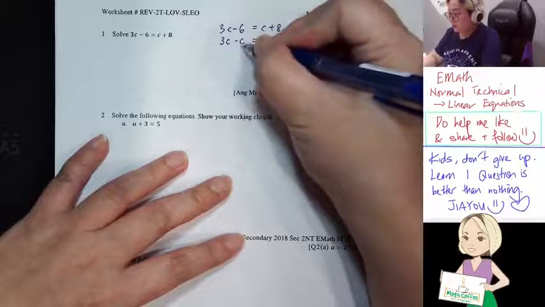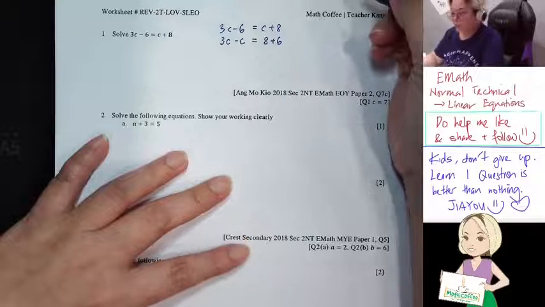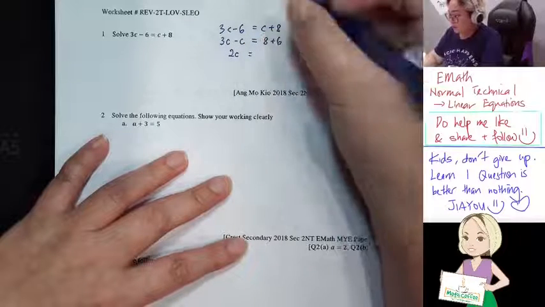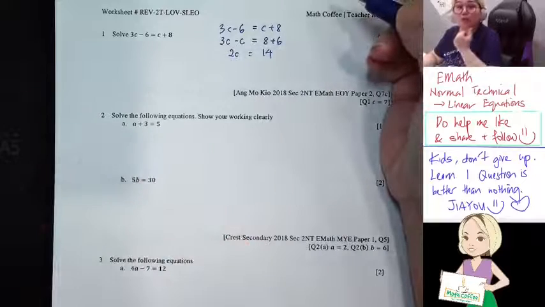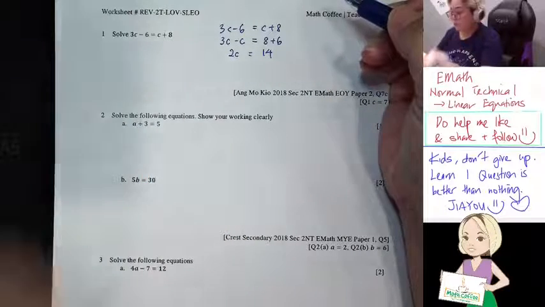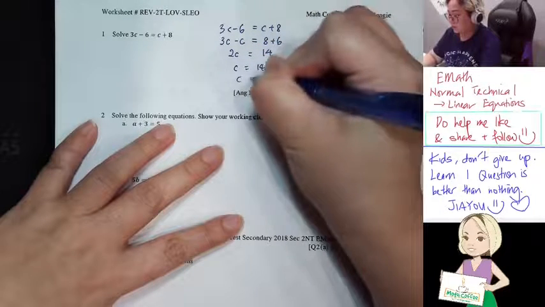So 3c minus c is like 3 orange minus 1 orange. So you get 2 orange. So of course you write 2c. So 8 plus 6 is 14. So 2c is like 2 oranges is $14. Very expensive orange. Okay, so in the end, you will just take c equals to 14 divided by 2. So c is equals to 7.